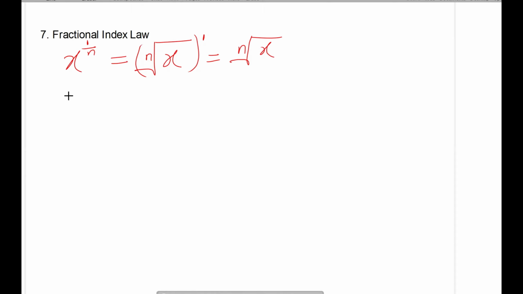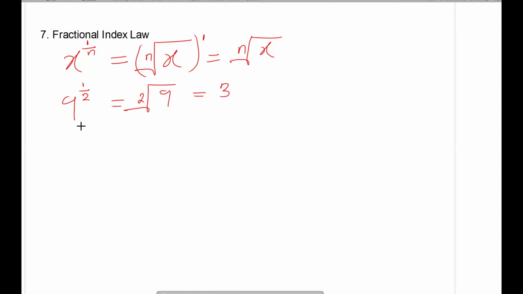What am I saying? We have something like 9 raised to the power of 1 over 2. I'm saying I will have it as a square root. Since the denominator here is 2, it becomes the square root of 9. And the square root of 9 is 3.